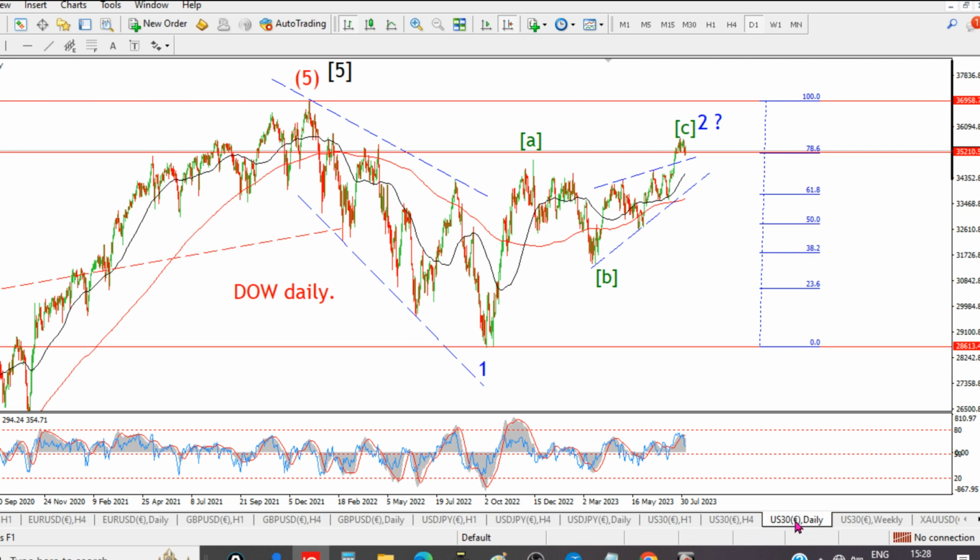So this is the daily count here. I'll go to the daily count. Why not? We've got the 78.6 retracement. We've got wave 1 down in an expanding wedge, wave 1, 2, 3, 4, 5. Expanding wedge, wave 1. ABC up in wave 2.